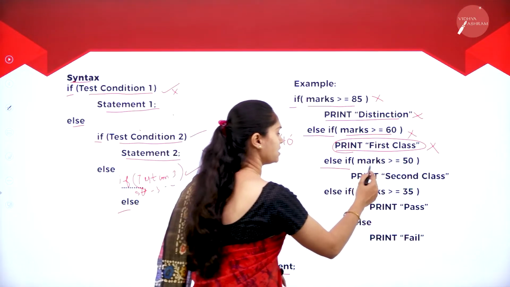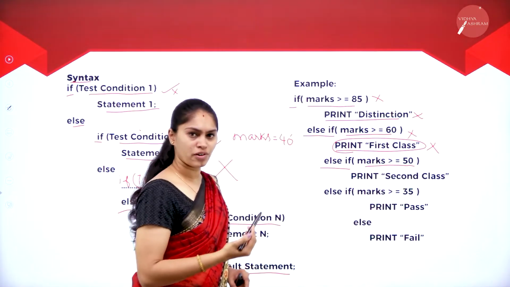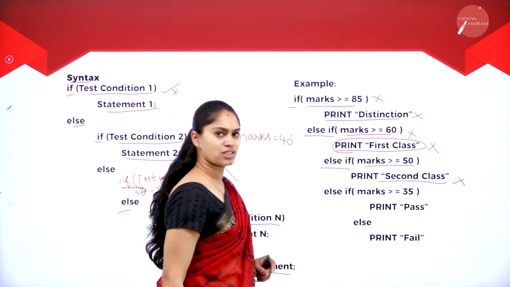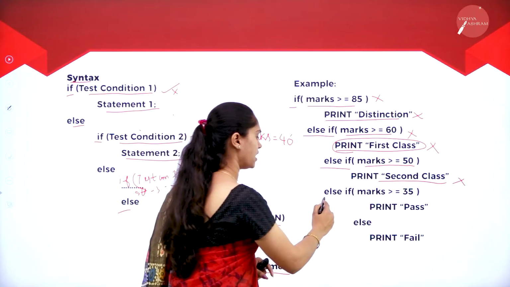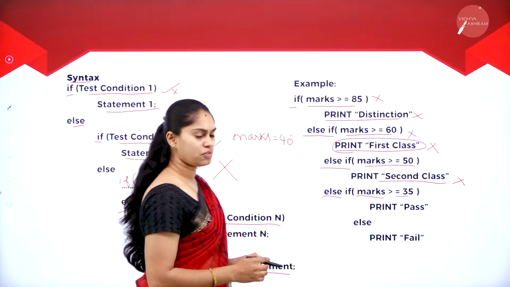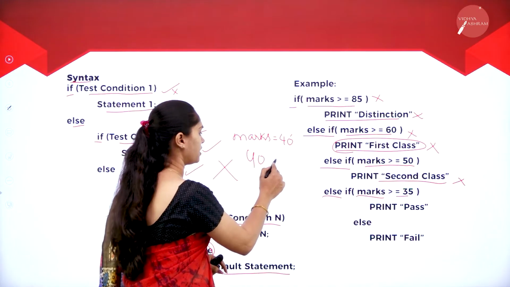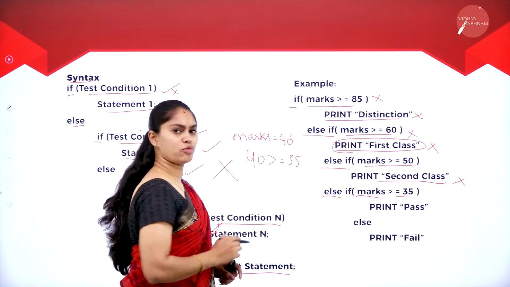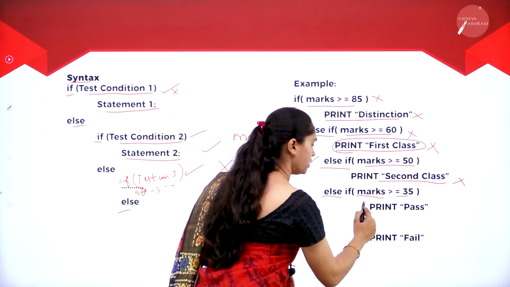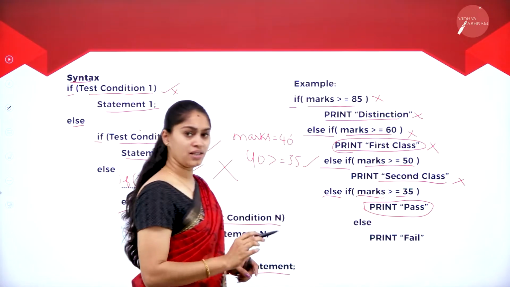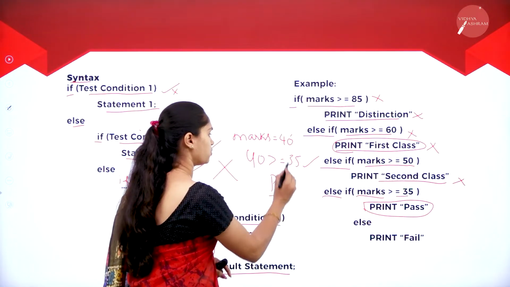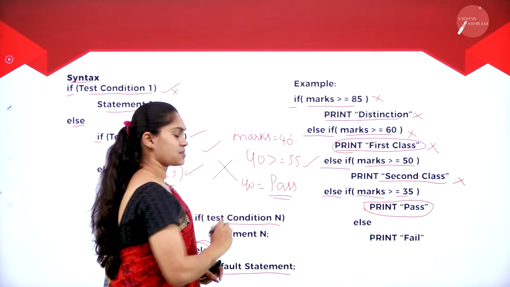Else if marks is greater than or equal to 50. True or false? This is also false. Again I am not going to execute this statement. I will come to the next else if part. Here is marks greater than or equal to 35. Is 40 greater than or equal to 35, true or false? It is true. If it is true, then it is going to print the true part, that is, print pass. So what is the statement for these 40 marks? That is pass.